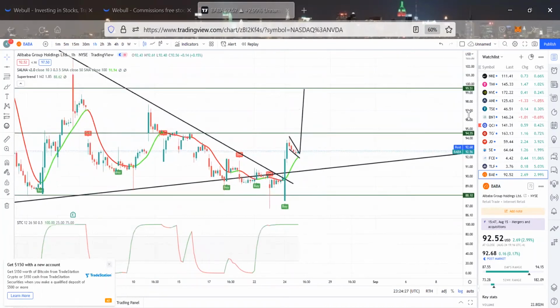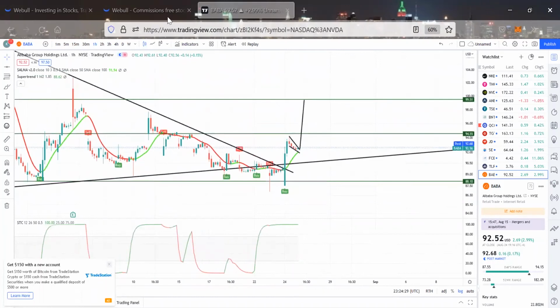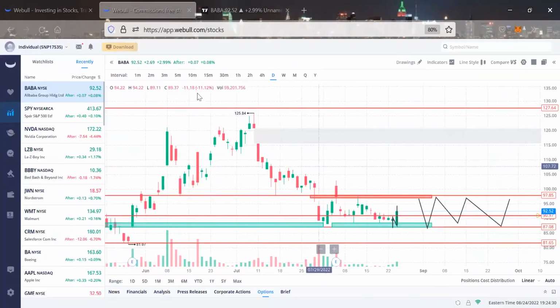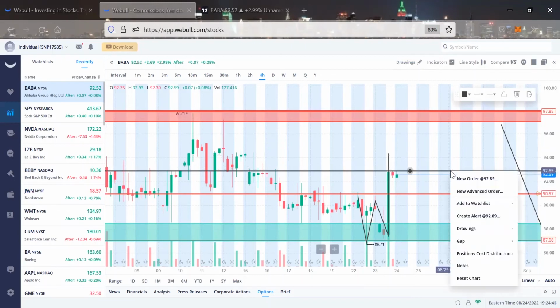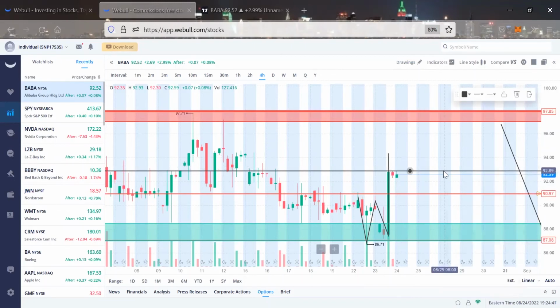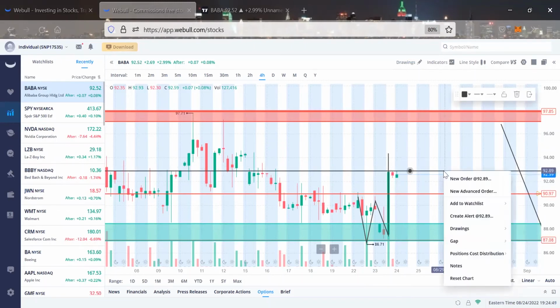I was trying to put an alarm on stuff, but it's not working. On what, on Weeble? Yeah, you said left click, right? Yeah, so you're gonna put a line right there, on top of where it went, at 92.81. Then click the line that you drew and left click it after. And then it's gonna say create alert.